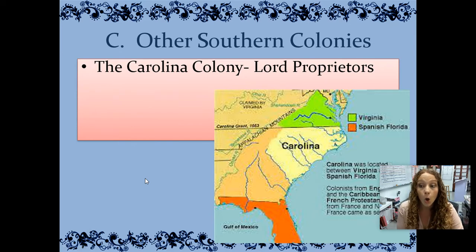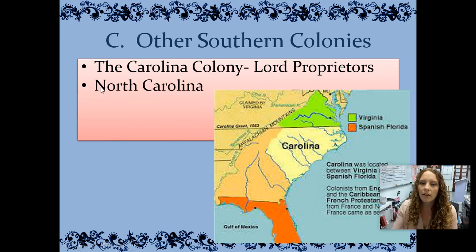A proprietor is an owner, okay? Like Lord Baltimore was for a long time the proprietor of Maryland. He owned it outright. So the Lord Proprietors in Carolina, there's a couple of owners. But from the beginning, the northern portion of Carolina, this part, developed very differently from the southern portion of Carolina, this part. So eventually, and I can't remember the year, you don't need to know it, it splits officially into North and South Carolina, respectively.